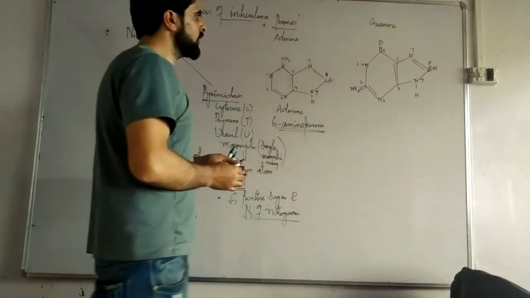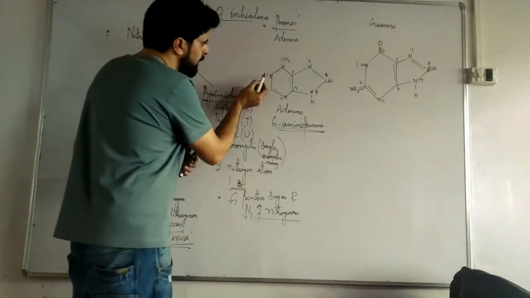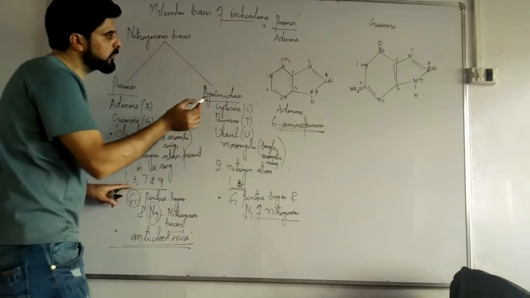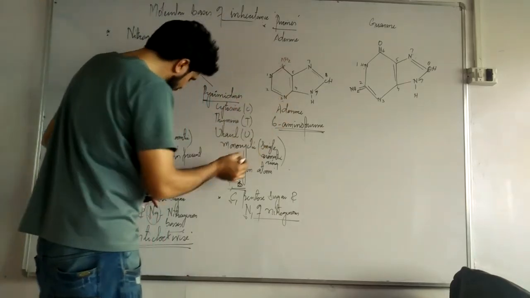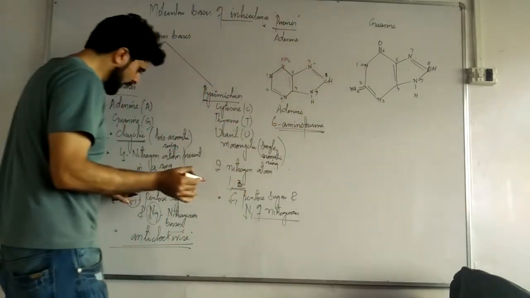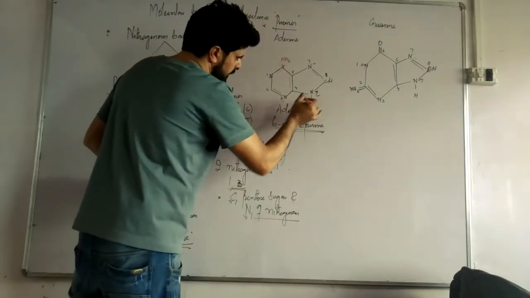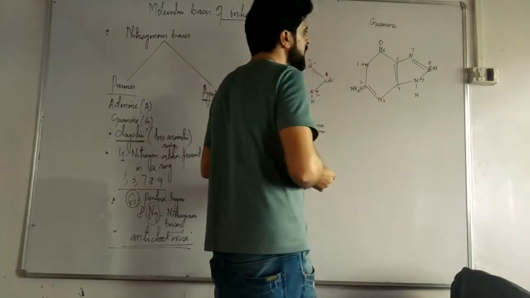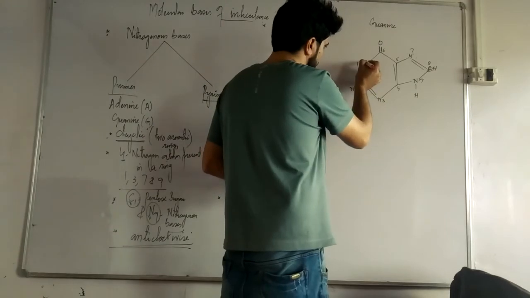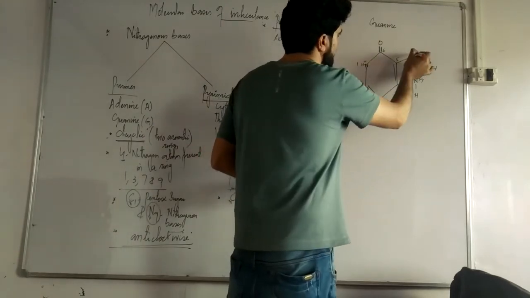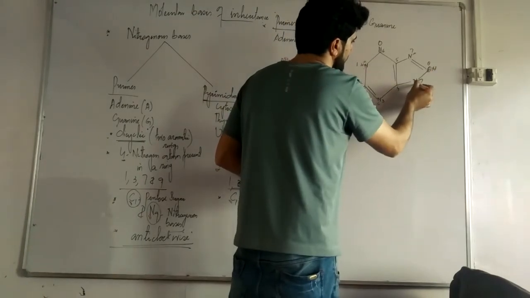If you see where the nitrogen atoms are located, at position 1 we have a nitrogen, at position 3 a nitrogen, at 7 a nitrogen, and at 9 a nitrogen. So this is the anticlockwise numbering of these purines. Here we can also see at position 1 we have a nitrogen, position 3 a nitrogen, 7 a nitrogen, and at position 9 a nitrogen.